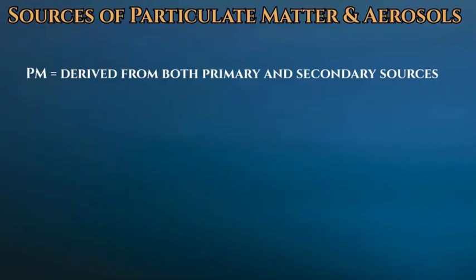Particulate matter in the atmosphere derives from both primary and secondary processes. Primary is direct from a source, and secondary is the source, and then there are chemical reactions that occur within the atmosphere, mostly the troposphere and stratosphere, to create particulate matter through two processes of nucleation and condensation, turning that gaseous aerosol into a solid or liquid particle.